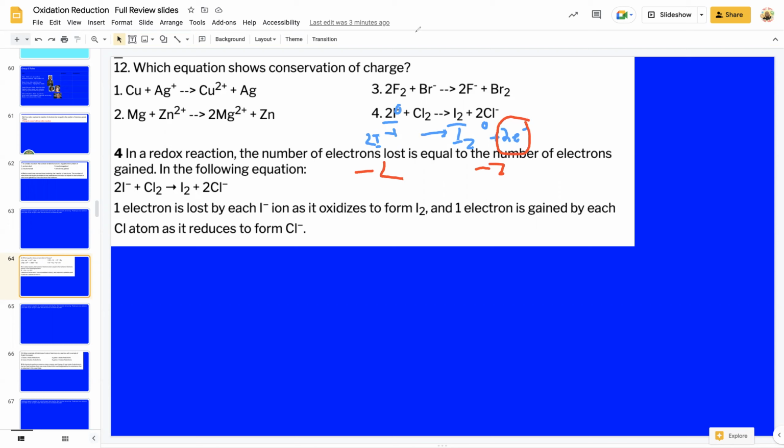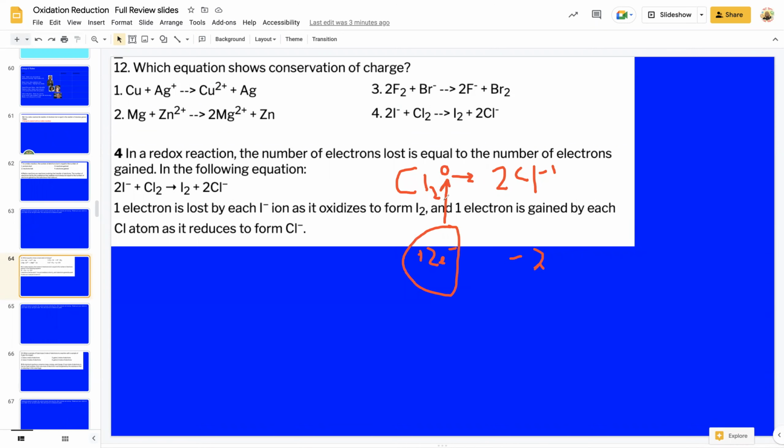Right? And over here, for chlorine, I have Cl2, which is 0, becoming 2Cl⁻, which is a -2 charge. So that means this gained 2 electrons here, right? From 0 plus -2 equals -2. Then over here, I lost my electrons. I went from -2 to 0, right? So that means my oxidation number is going up, which means I lost electrons, right? It's on the product side.